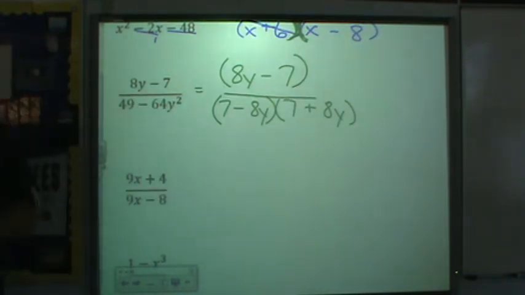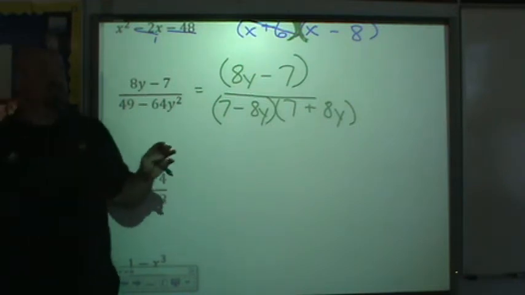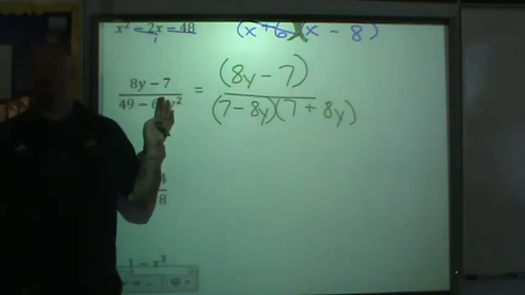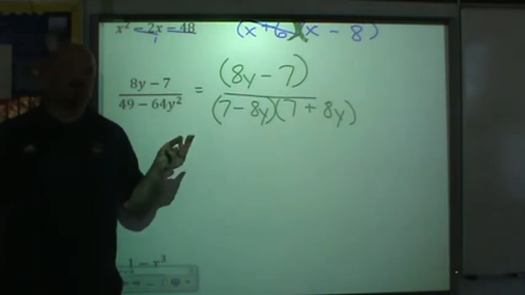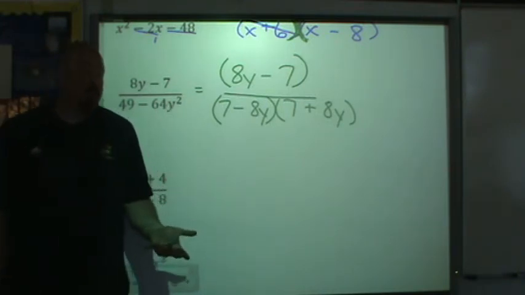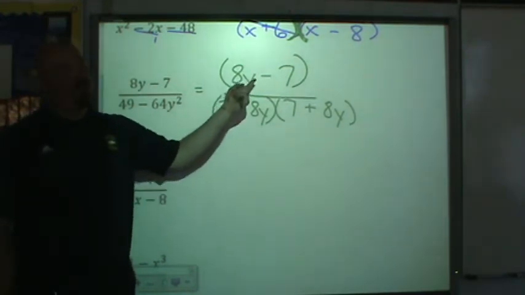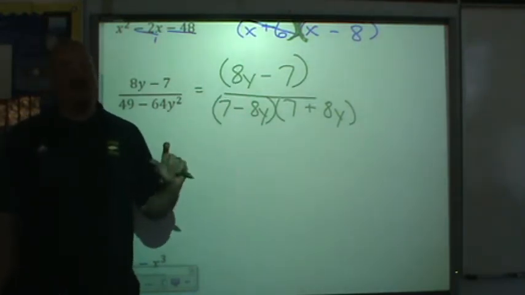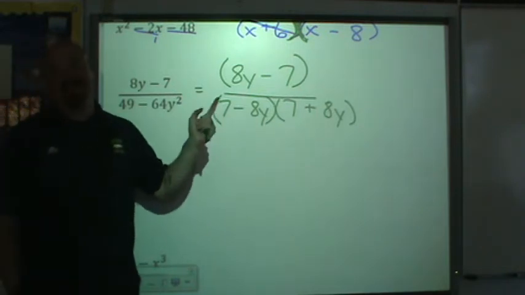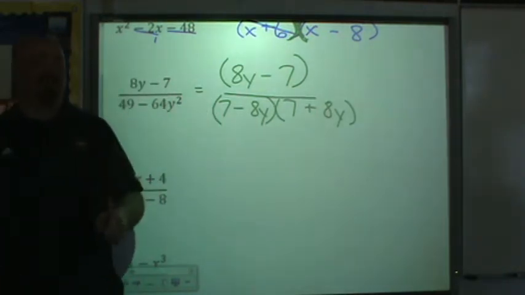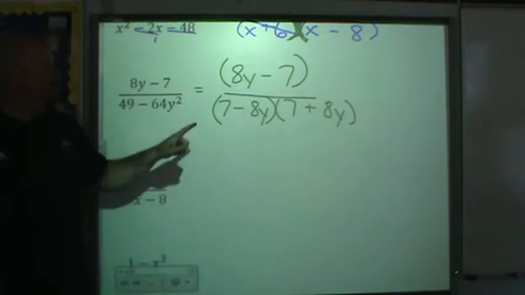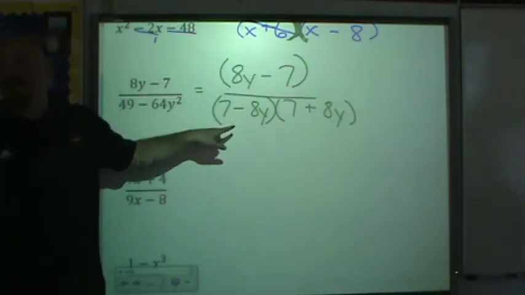Now when you look at this, do they have any common factors? Is there anything that's exactly the same? First glance, you would say no. But hopefully you're sitting there saying, oh, man, if only this was switched around, then it would be 8y minus 7, and then I could cancel. And then I'd look like I'm really smart. You can't cancel these the way they stand.